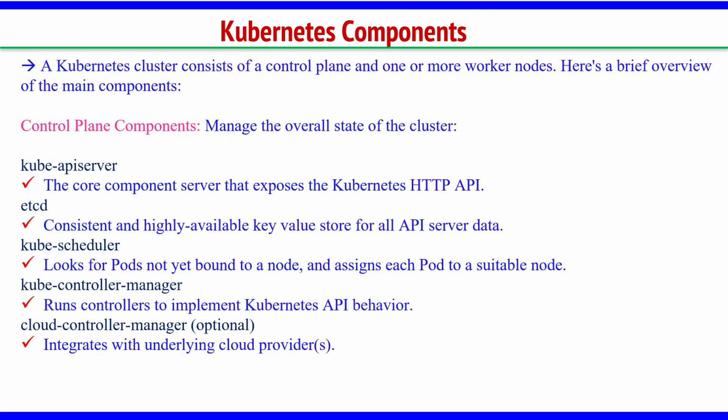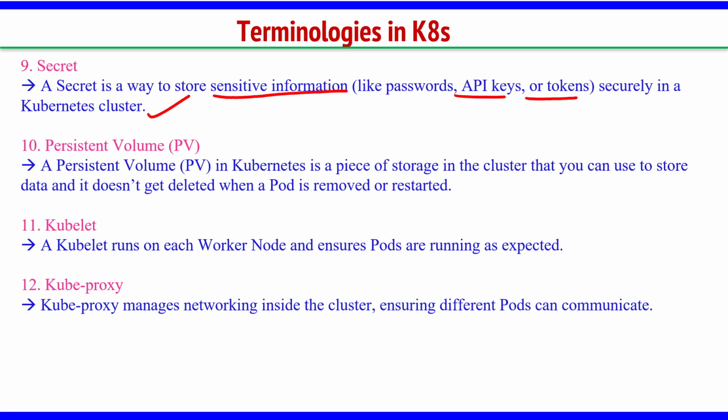Okay, so we just go back to that volume what we were talking about, right? See, persistent volume, what is this? Persistent volume in Kubernetes is a piece of storage in the cluster that you can use to store data, and it does not get deleted when a pod is removed or restarted. Even if our pod is removed or deleted or restarted, the data in the persistent volume is not deleted, it's still there, right? Basically it is a small piece of storage inside the cluster where we can store any information we want to store, right? That is a persistent volume.